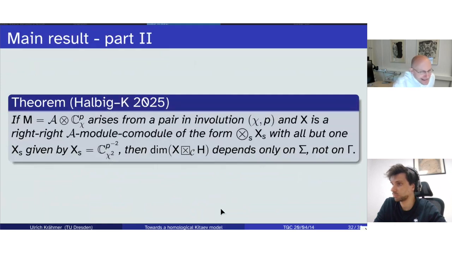And well, the final theorem is this. Suppose you have such a Kitaev model, which comes from a Hopf algebra A. So Shawn asked, what are the conditions? The conditions are, you have a Hopf algebra A, and the Hopf algebra A must have a pair in involution.